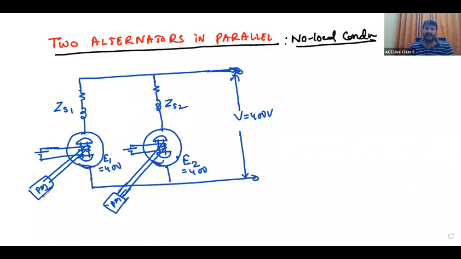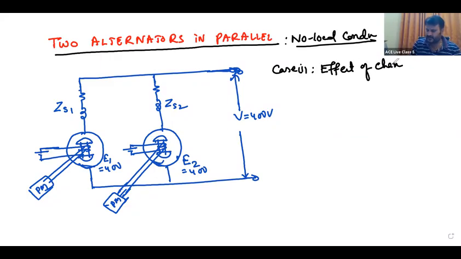So first let us see the effect of change in excitation. We are going to see under two headings. Number one is the effect of change in excitation: when excitation changes, what is going to happen? The second case is when prime mover input changes. First, case 1, the effect of change in excitation.